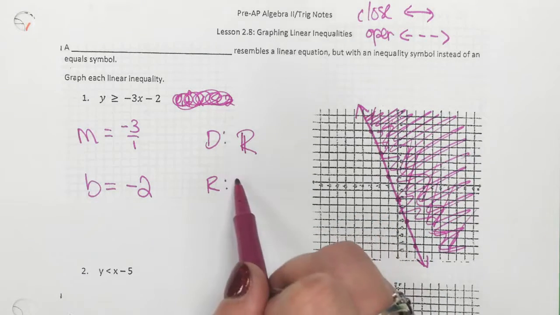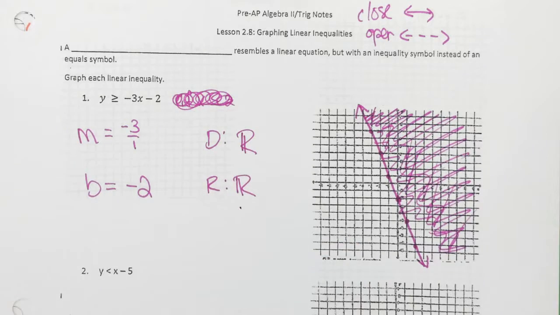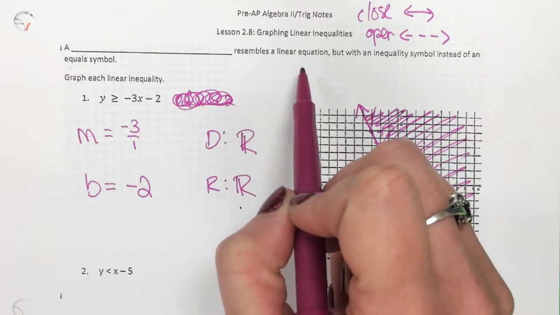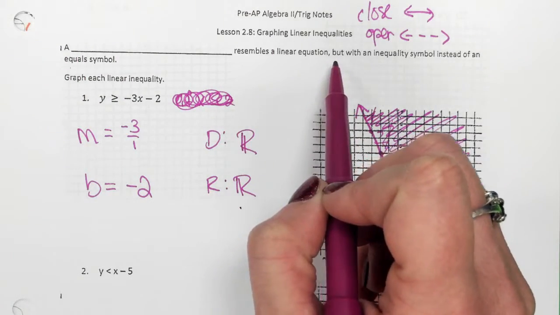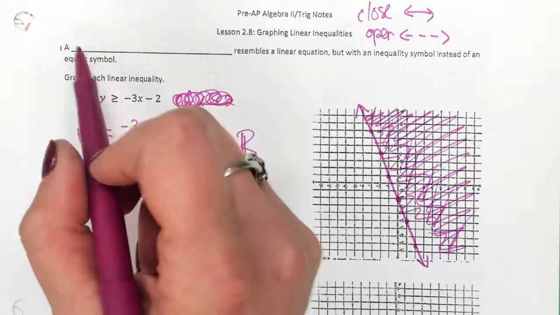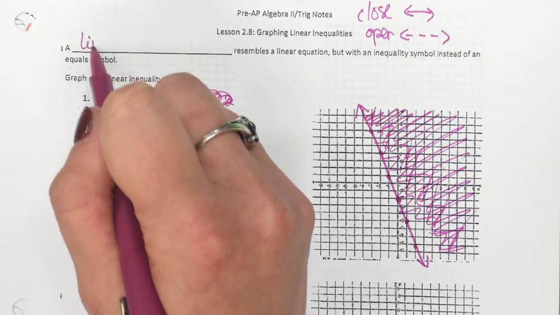Range is also all real numbers. There you go. Got it? I told y'all today we got to do the definition first. Alright, so what resembles a linear equation, but instead of an equal sign, it's got an inequality sign? What do we call that? Linear inequality. There you go.